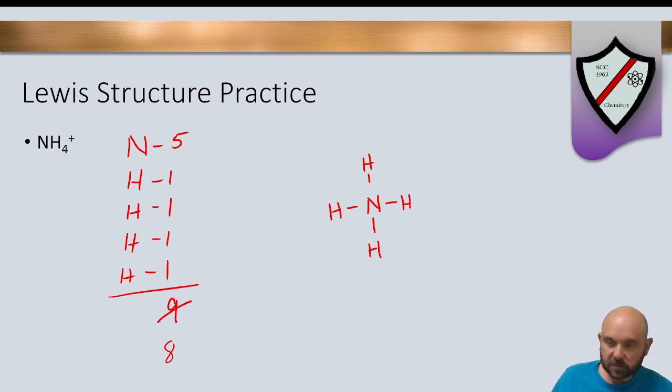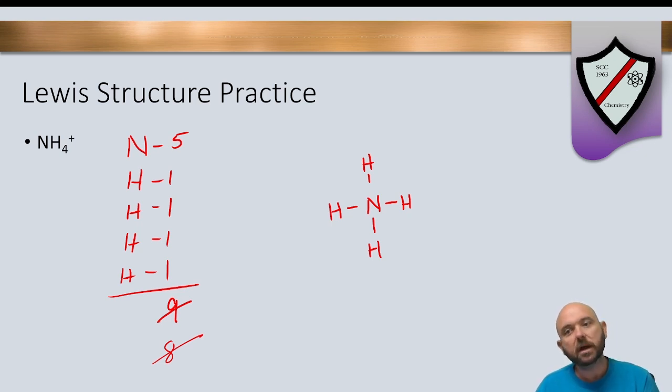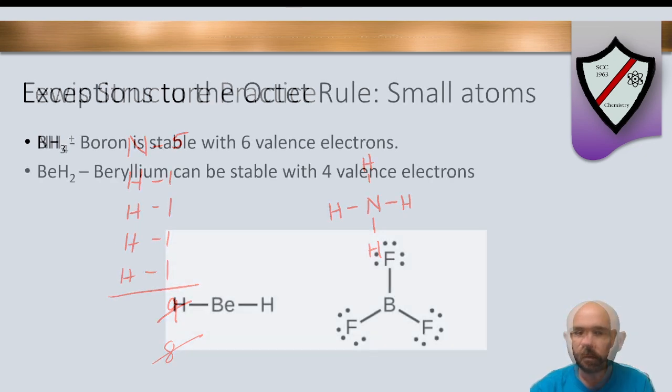In the process, we use 8 valence electrons. For posterity, we go back and check. Nitrogen has a full octet with those 4 covalent bonds. Each hydrogen has 1 single covalent bond, which is what satisfies hydrogen's octet rule. So this is the correct structure for the NH4 ion.